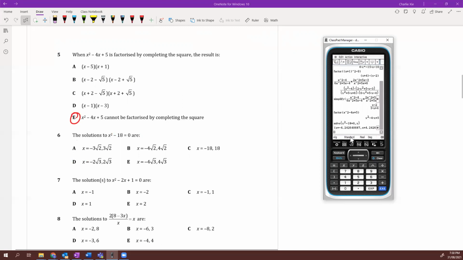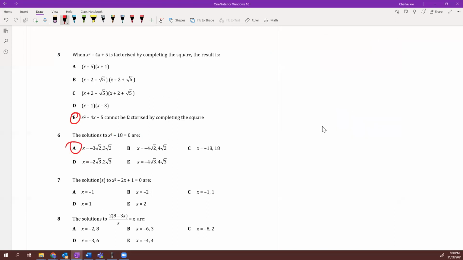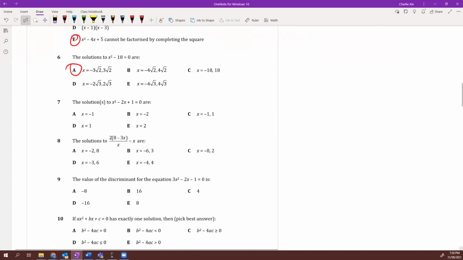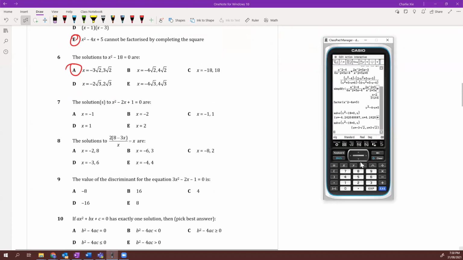So I click on this one, it turns into standard, and you click on exe, execute again. You're going to get your answer in standard form. This standard tells you the exact form. In other words, if it's decimal, they're going to give you decimal answers. So it's plus or minus 3 root 2. Okay. For equations, you can just do it like that.